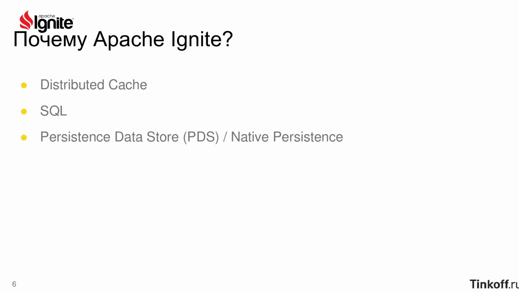The next point, PDS or native persistence, which lets us use Ignite as a real database to store our data on disk. The next point is called Compute Grid. As I said before, we do the processing of transactions. We wanted to do it on server nodes where data is stored. Compute Grid is able to do it. The next point, our cluster is deployed in 2 data centers. Ignite is able to protect us from split brain out of the box.